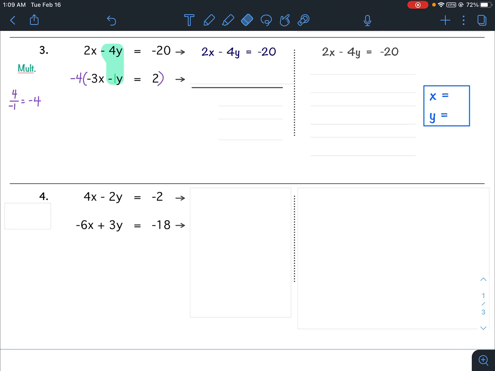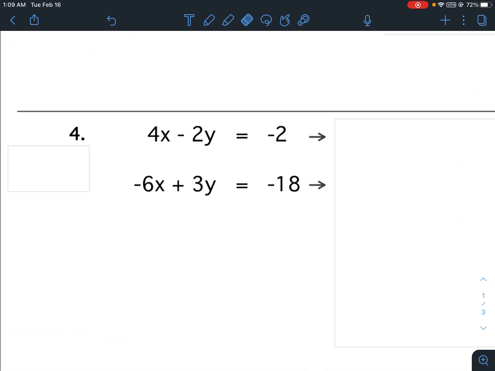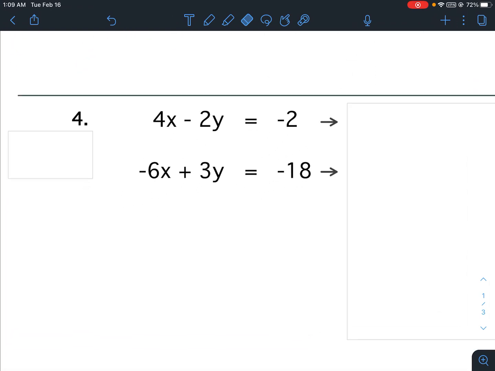The last one, sorry, number 4. Do we have opposites? No, we do not. Do we have identical terms? No, we do not. Do we have multiples? Is 6 divisible by 4? No. Is 3 divisible by 2? No. So we do not have multiples. In other words, it's none of the above. So when we have none of the above, we have to multiply both equations. Do we want to multiply by 4 and 6, or by the 2 and the 3? Well, I would pick the 2 and the 3 because they are smaller numbers.